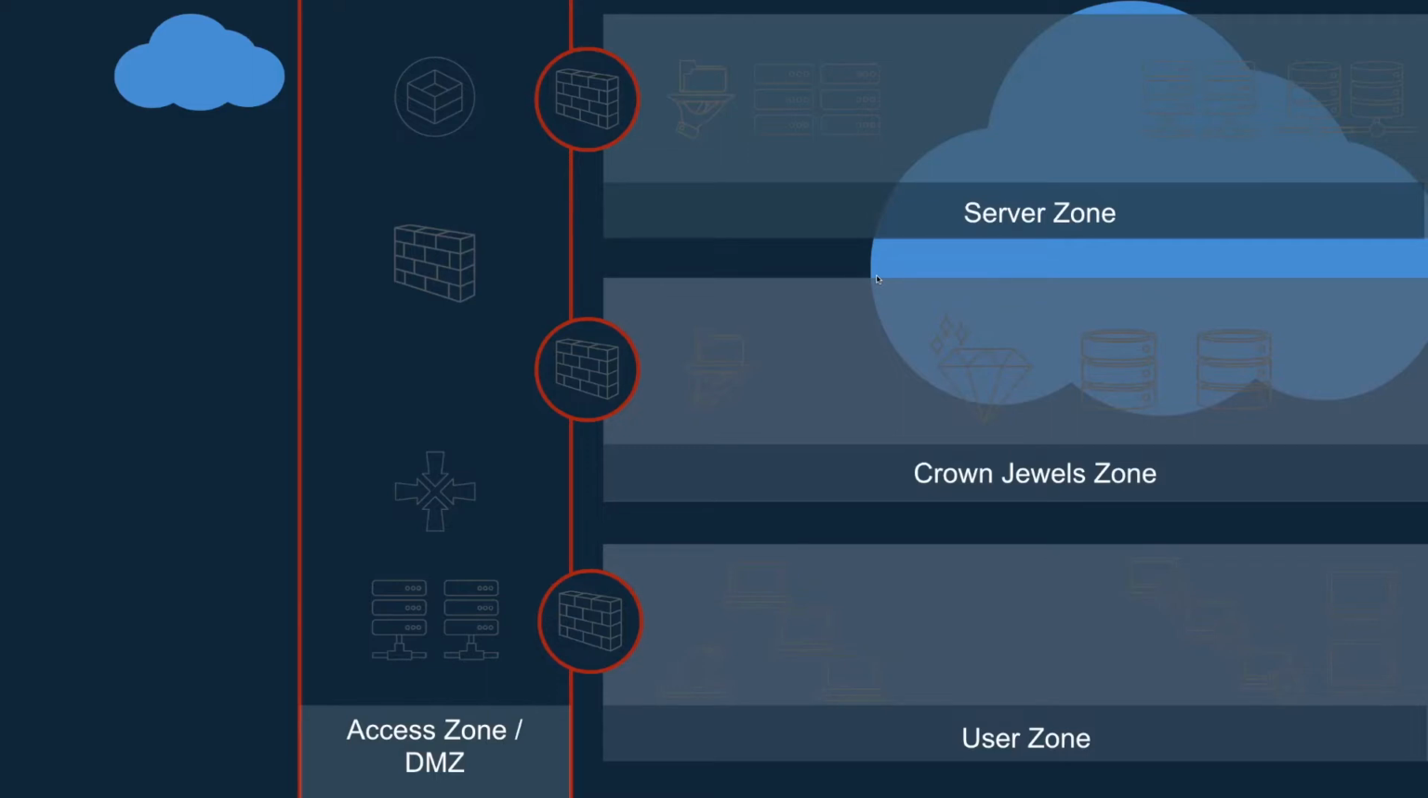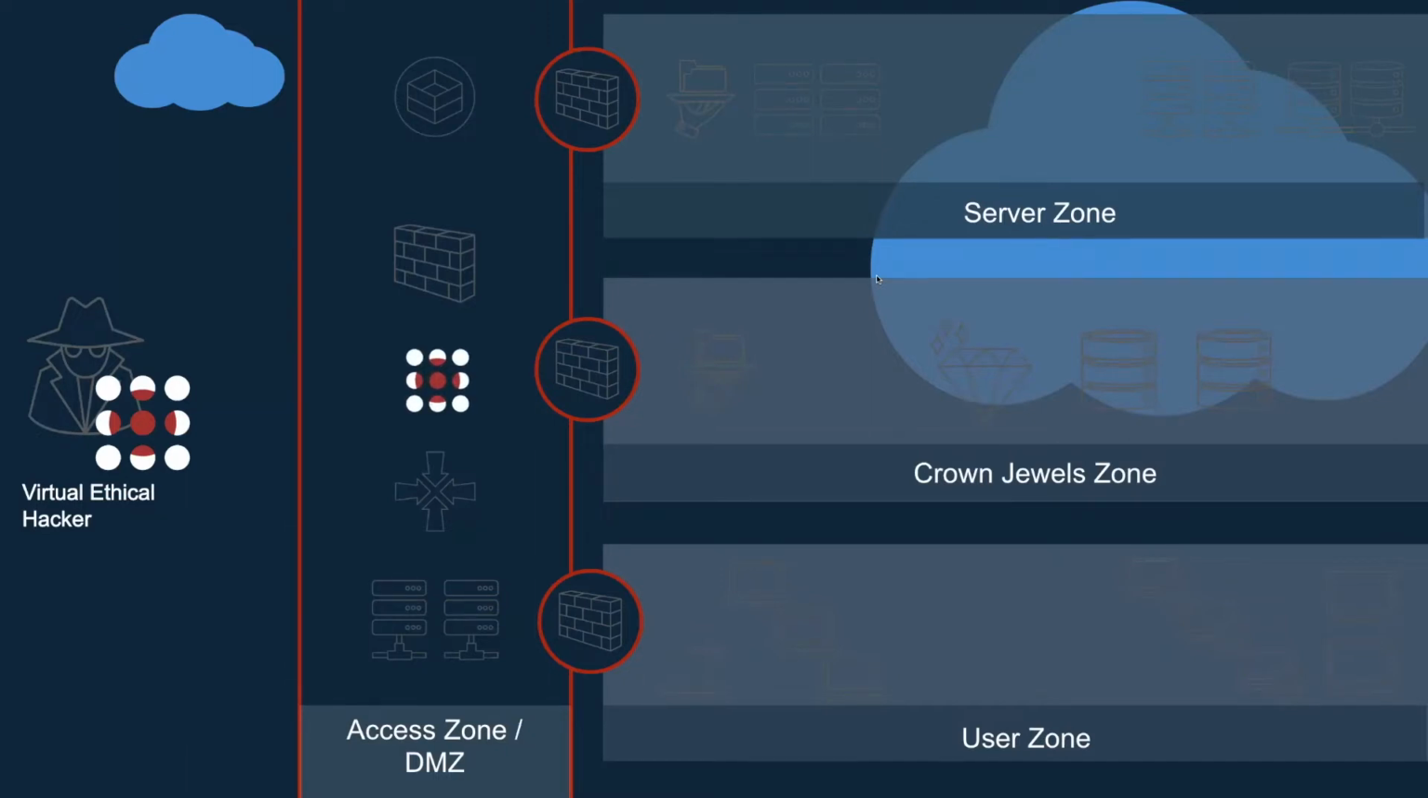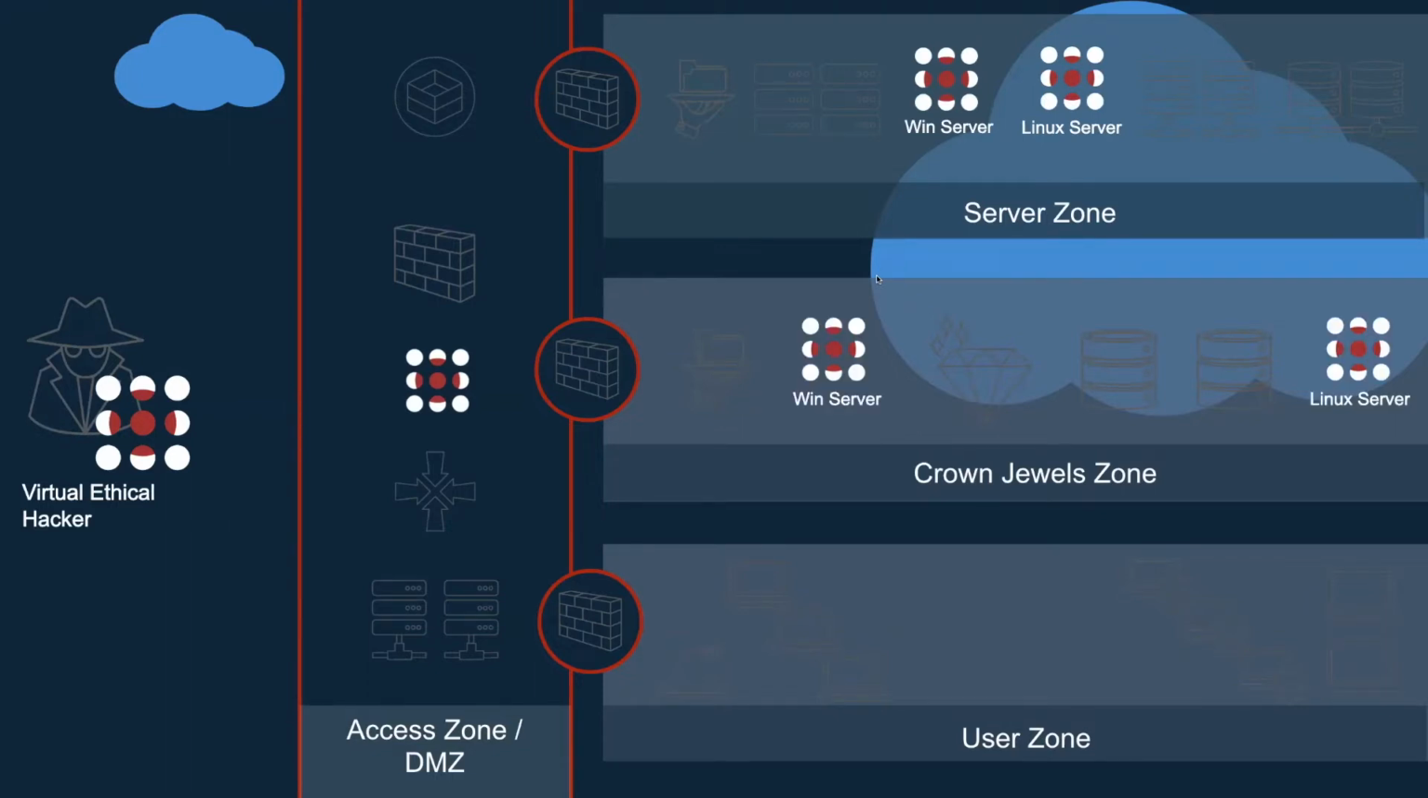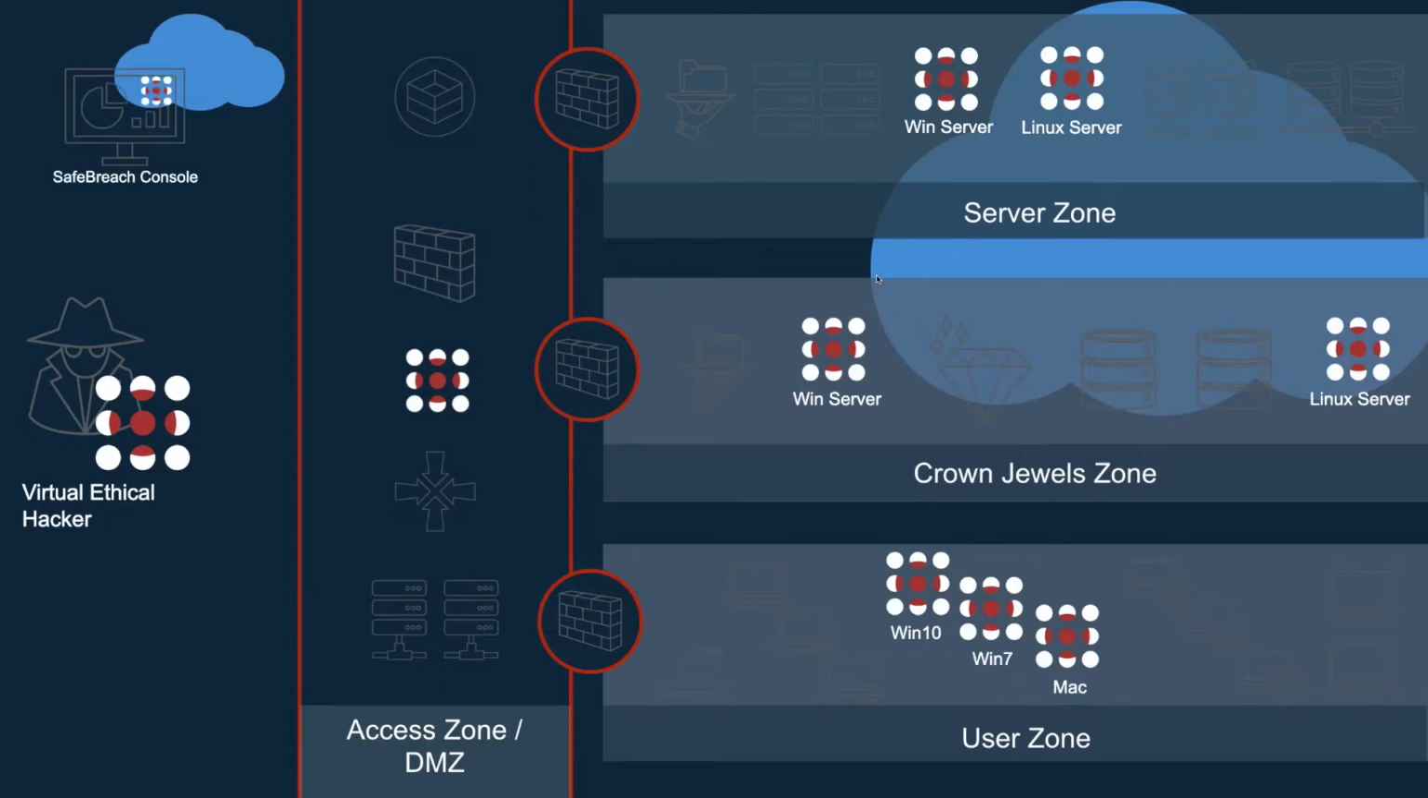What SafeBreach does is deploy a virtual ethical hacker that we host and maintain for you, and then deploy our simulators, whether it's in the DMZ, on a Windows server, a Linux server, and all the trust zones, or even on endpoints in the user space. These simulators conduct attacks at the behest of the management console and help you validate how effective the controls you have are against a wide range of attacks, including those that align to the MITRE ATT&CK framework.